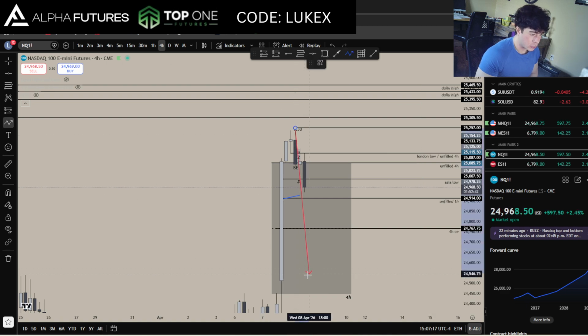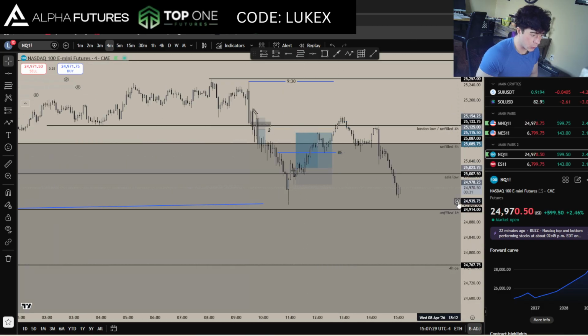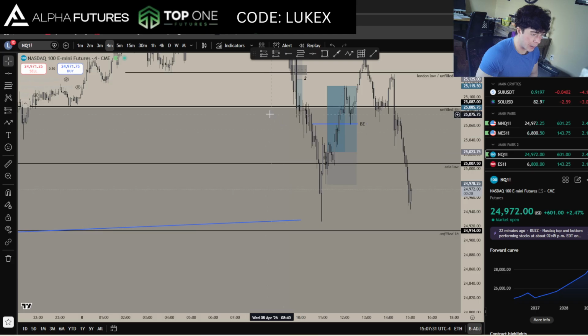We can either see price trade all the way through this 4-hour gap towards the CE or the midpoint, or we could see some type of relief bounce reversal out of this 4-hour gap. Now, right now, it seems like we're actually just continuing to dump lower, but I was fortunate enough to catch a little bit of this move back to the upside after dumping so aggressively.